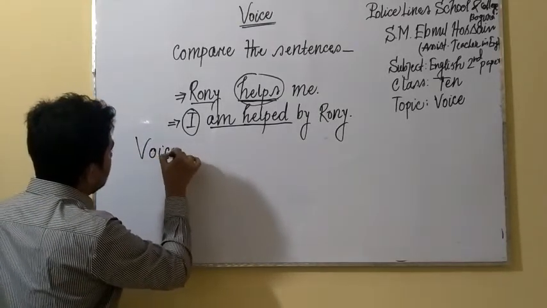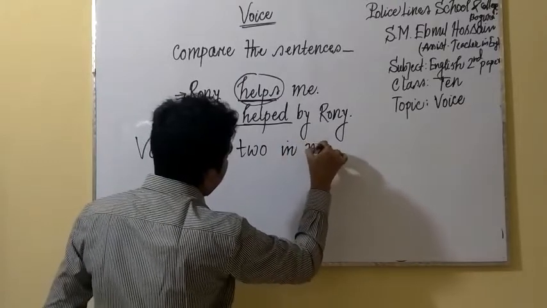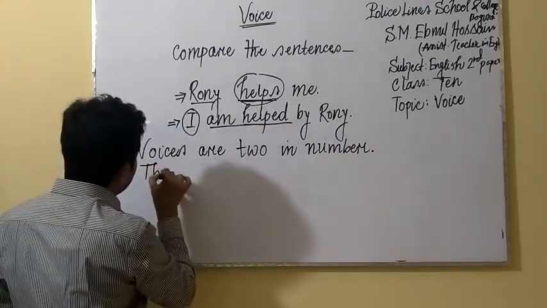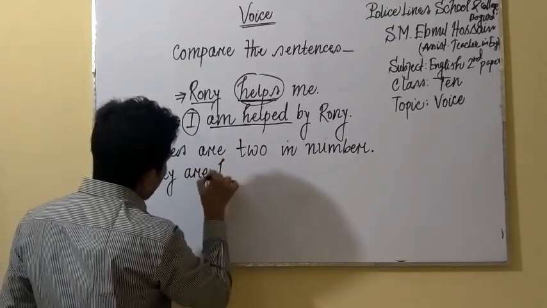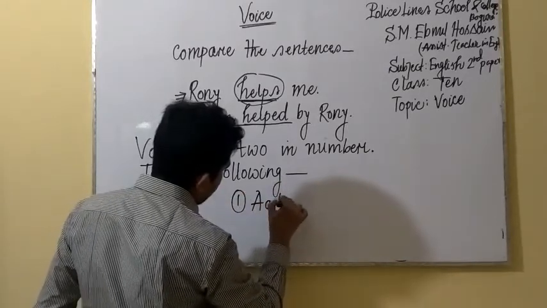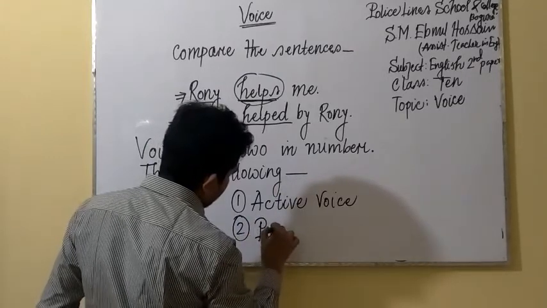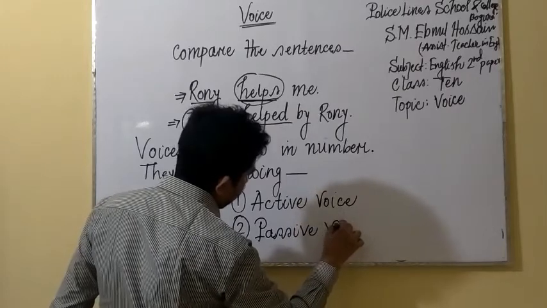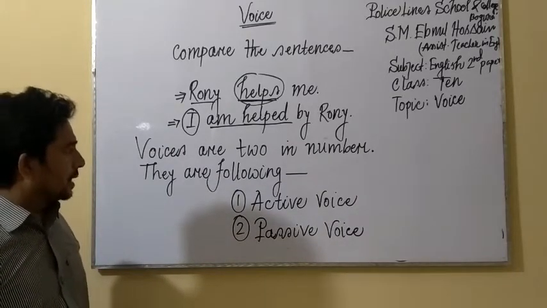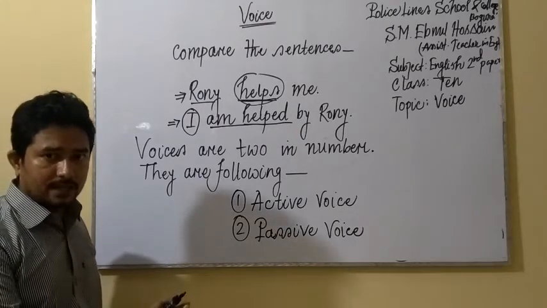Voices are two in number. They are the following. Number one, active voice. Number two, passive voice. So these are the kinds of voices, and voices are two in number, active voice and passive voice. Now we are going to define active voice first on the board.